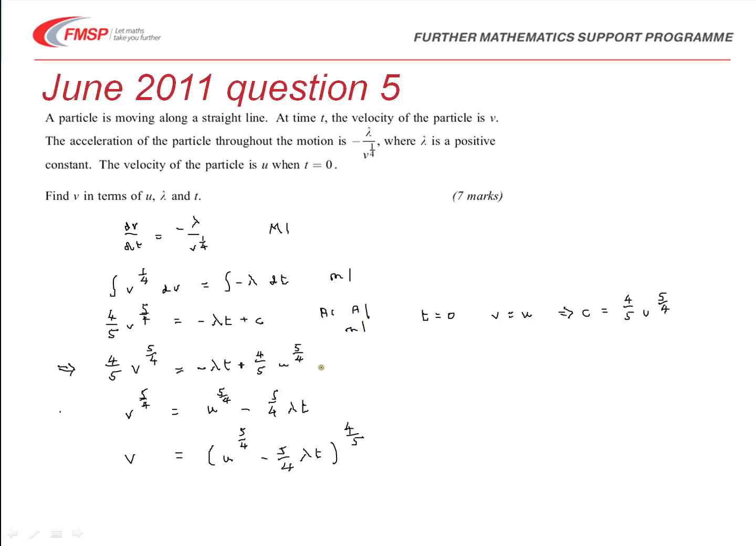And then for finding the value of c in terms of u, you'll get a mark, and then for the final answer for v, you get your final mark.